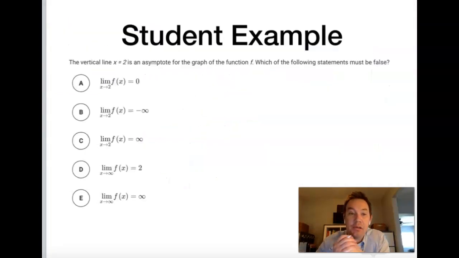Here's your student example. It says the vertical line x equals 2 is an asymptote for the graph of the function f. Which of the following statements must be false? So take a look at that, come up with your answer, and we'll go over it in the next class.